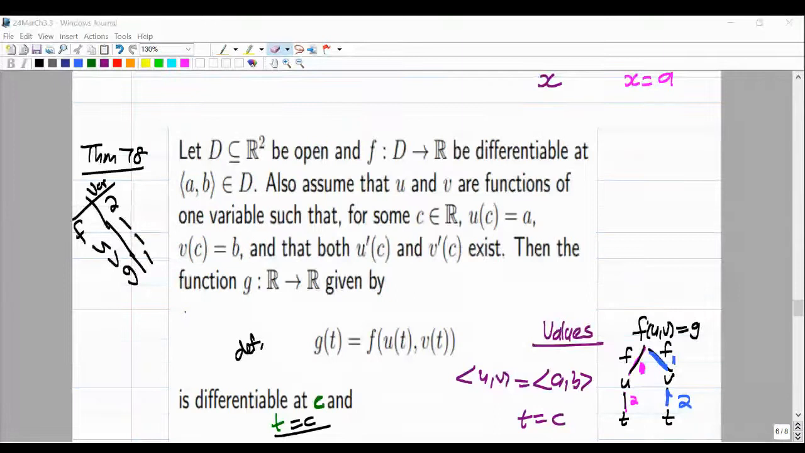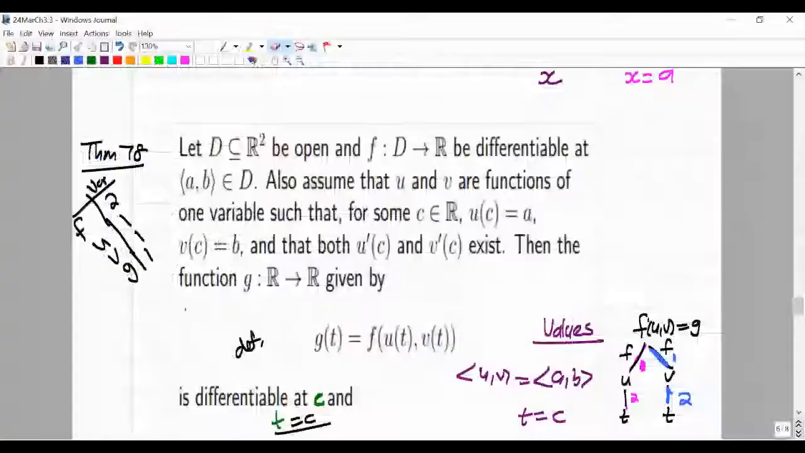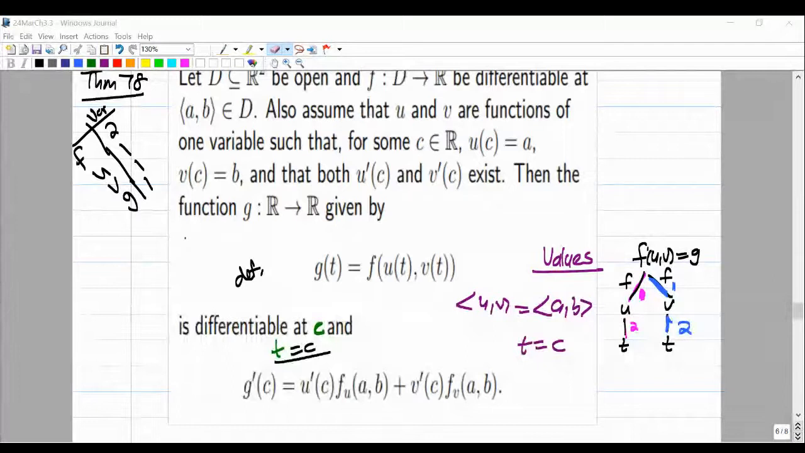It is getting tricky. And what it says is the following: not only is the new function g a function of one variable t, but we can differentiate it. It's differentiable at c, and we have a formula for the derivative. And the way to see the formula for the derivative is the following.